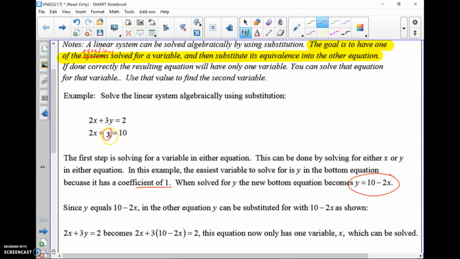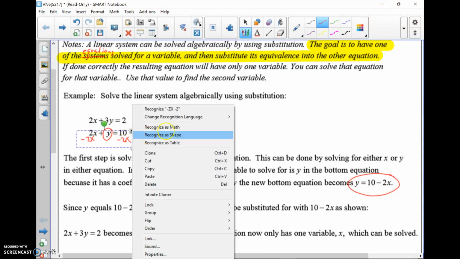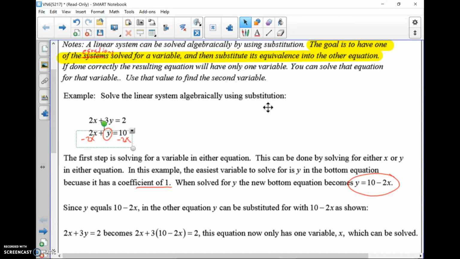So the bottom equation becomes this. Basically, to get y alone here, I have to move this 2x to the other side. And because it's a positive 2x, I need to subtract 2x on both sides. Now remember, you have to be careful with the fact that these are not like terms. And so you can't combine 10 and negative 2x, so you just write it as 10 minus 2x.